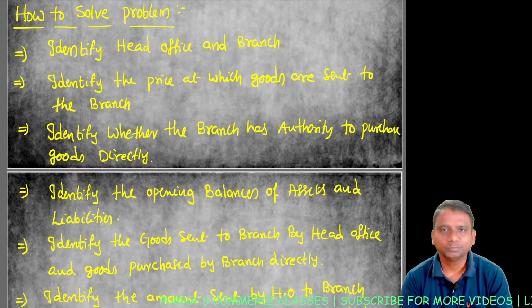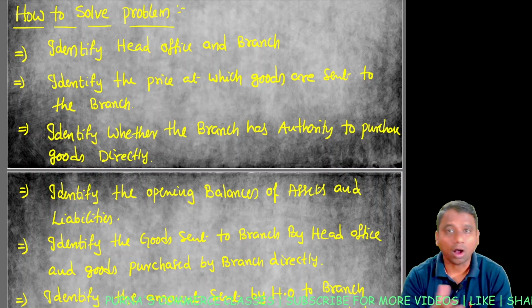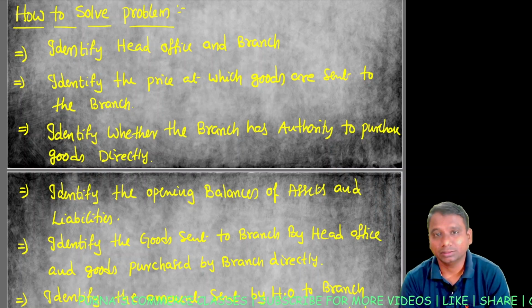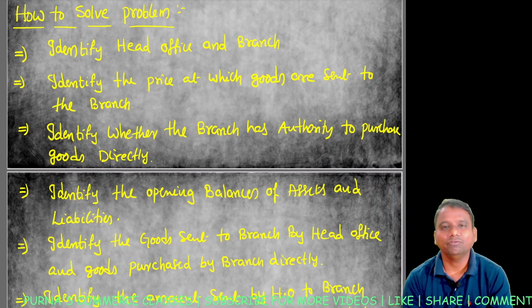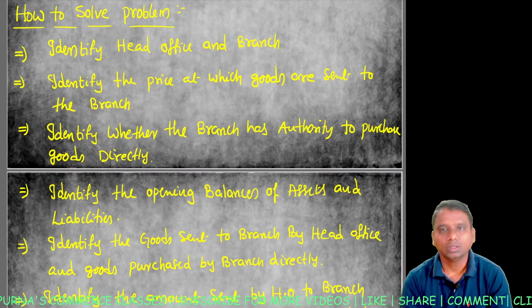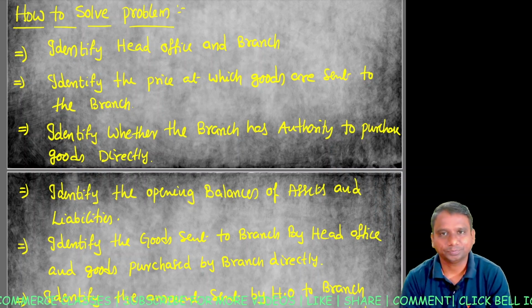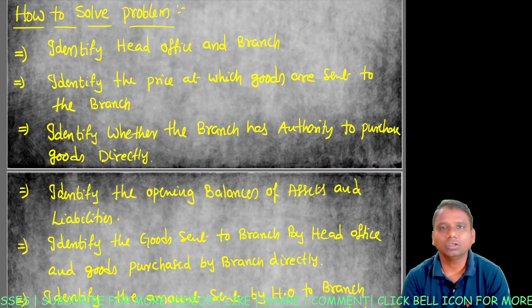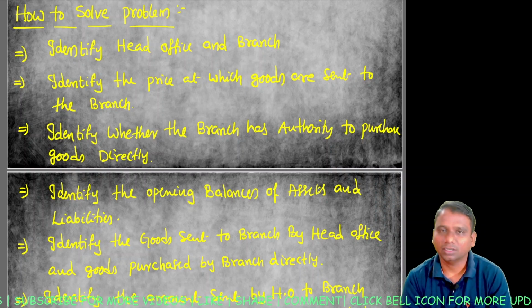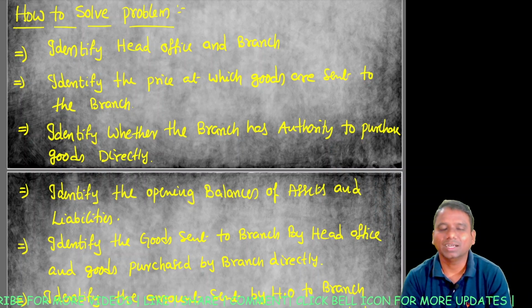Now, in this video, we discuss how to solve problems on the debtors method when goods are sent at cost price. Already, we have discussed in the previous video the accounting transactions and their entries, how to record them in the books of head office. In this method, our assumption is the branch will not maintain full accounting records, so all the entries are passed in the books of head office.